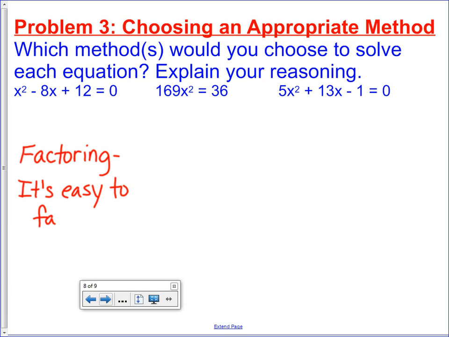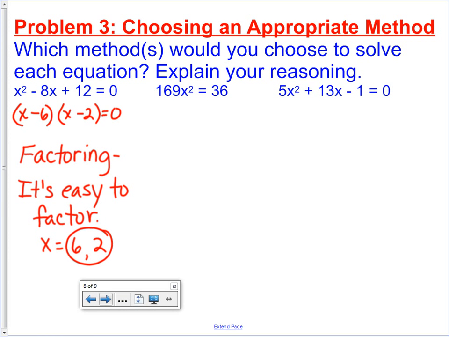And I will go that far to show you. This would factor into the factors of 12 that add up to -8 would be -6 and -2. So this is easily factored into x minus 6 and x minus 2. And in fact, we can easily solve this. If x minus 6 is equal to 0, x would be 6. And if x minus 2 is set equal to 0, x would be 2. So our two solutions, we actually did solve it. That was pretty easy to do.